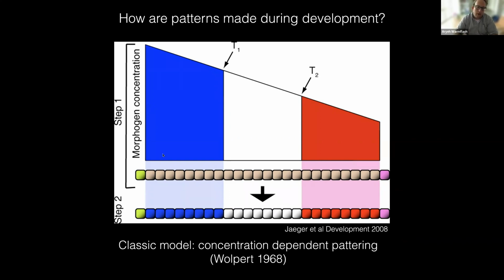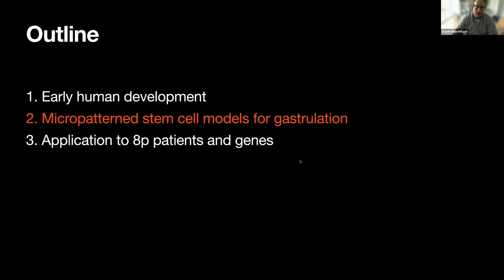But there's very little actual evidence for this model, and I hope to show you that for at least the systems that we work with, which we think model human development, this model is actually not correct, and something much more dynamic and complicated is happening. Okay, so that's sort of by way of background.